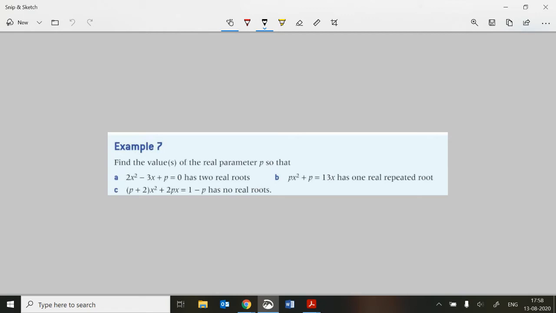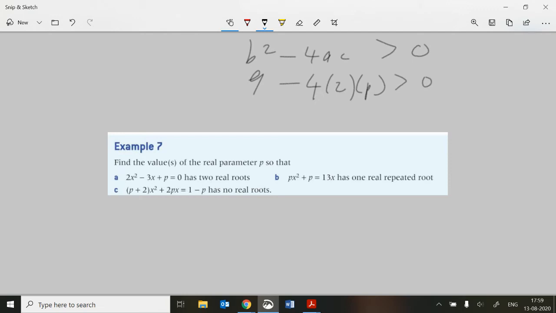So example 7, find the values of the real parameters so that this equation here has 2 real roots. So all we need to do is use b squared minus 4ac. And we're talking about it having 2 real roots, so therefore, this has got to be greater than 0. So we're getting minus 3 squared, which is 9, taking that from there, and 4 times 2 times p.